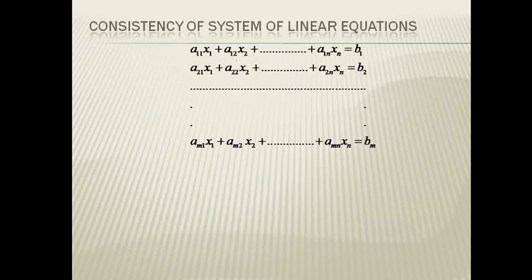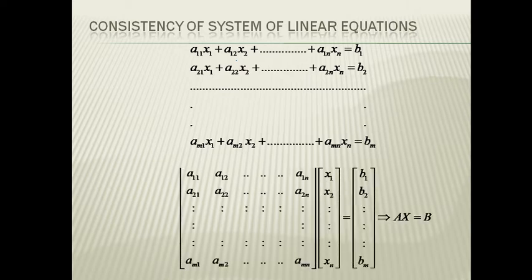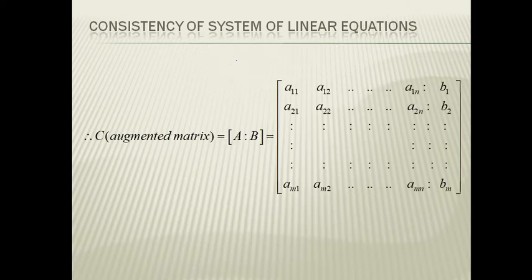Consistency: we consider here m equations, and we write this system in the form AX = B. Then we write the augmented matrix C, which is equal to, first we write the A matrix and then the B matrix, and reduce this matrix to upper triangular form by using row operations, and then find out the rank of the matrix A and the rank of the matrix C. For consistency, we are using here the concept of rank.